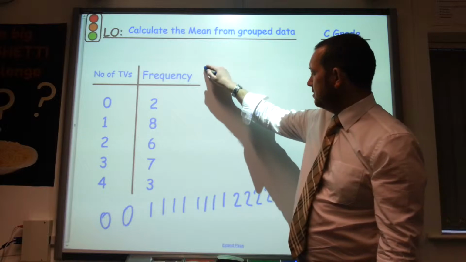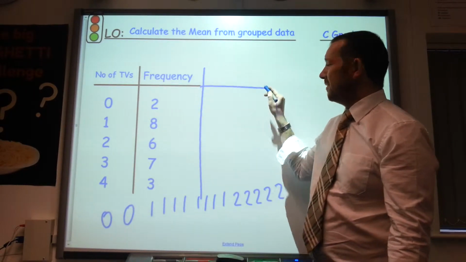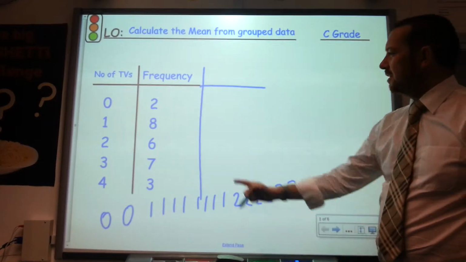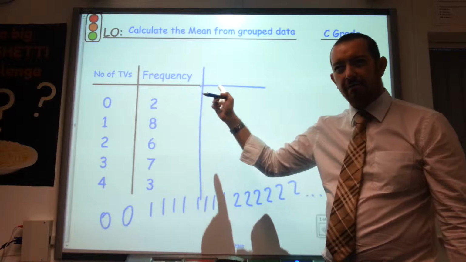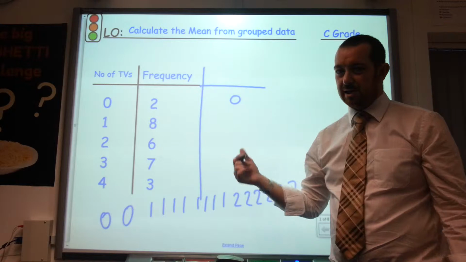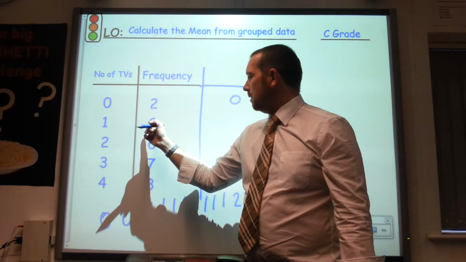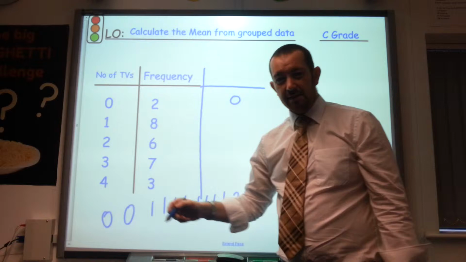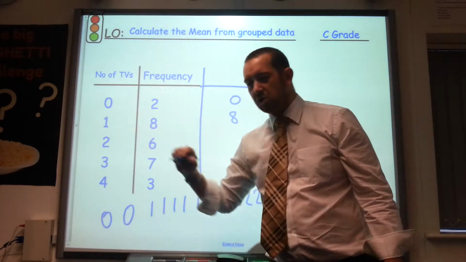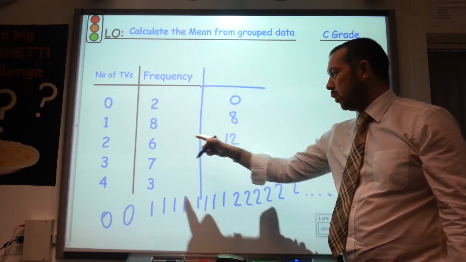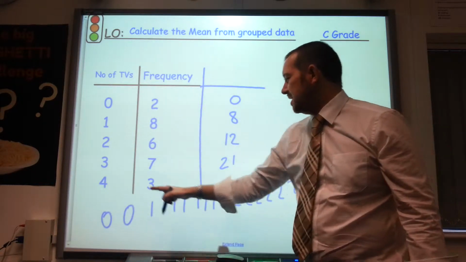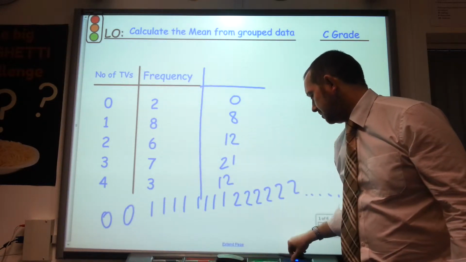What I'm going to do is stick an extra column on this table. Even though there wasn't a column there, I'm now putting one on because I've got some space. Now, the total number of people who have 0 TVs, there's 2 of them, so in total that's still 0 TVs. In this row, there are 8 people who have 1 TV, so in total that's 8 TVs. Here there are 6 people who have 2 TVs, so that's a total of 12 TVs, so obviously I'm timesing through. Here there's a total of 21 TVs, and here there's a total of 12 TVs.